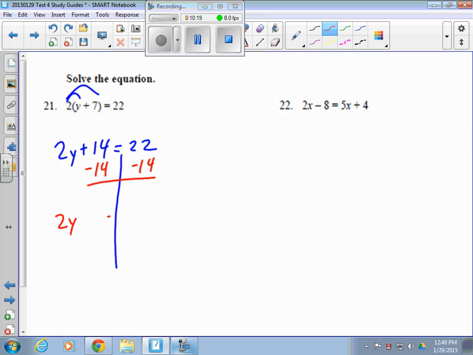2y is left on the left. 14 minus 22, you know, if you have to borrow it, 12 minus 4 is going to be 8. So you have 2y equals 8. Divide by 2 on both sides. Y is 4.